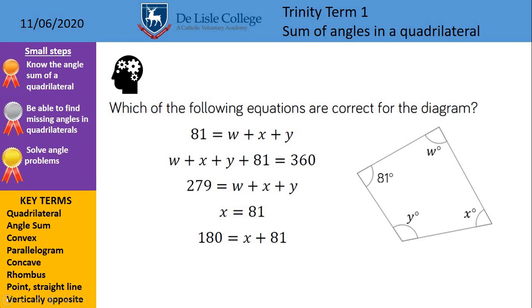Okay, first up, that one is going to be false. 81 is not going to be equal to those 3 added together because we know the whole lot must equal 360. That's not then going to be the case. That'll only make it 162.